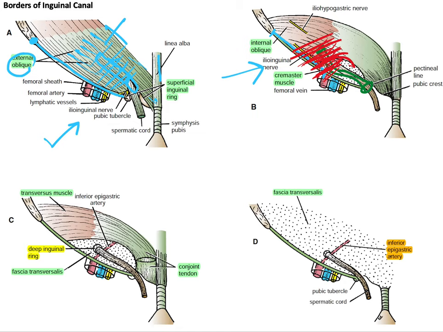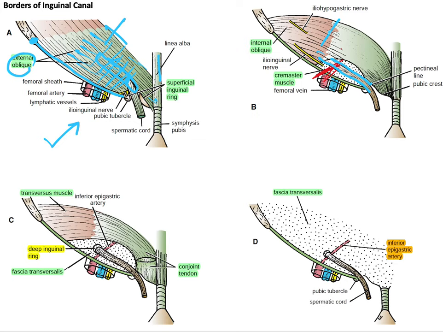Furthermore, the internal oblique muscle, guys, look at it, from its fibers, it gives fibers to cover the contents of the canal. This muscle is the cremasteric muscle.